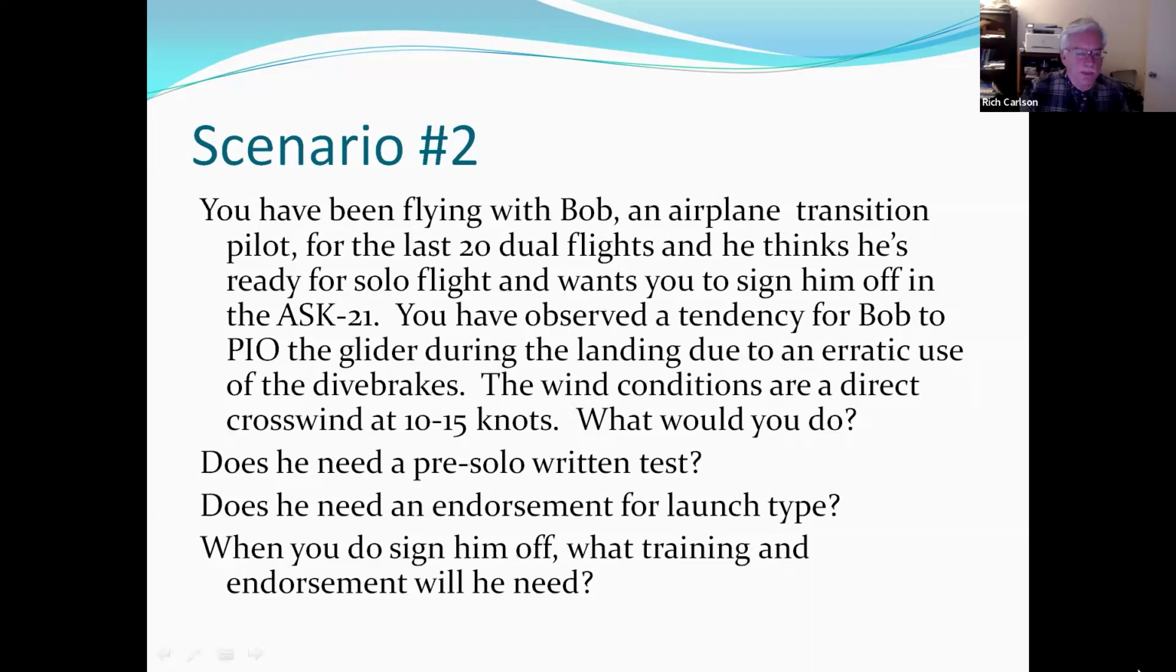So the consensus from the community seemed to be that Bob did not understand how to use the dive brakes effectively, which is why he's being so erratic. That he doesn't get to drive the train, deciding when he gets to solo or not. That's the CFI's responsibility. And the crosswinds are really an issue that you need to consider.